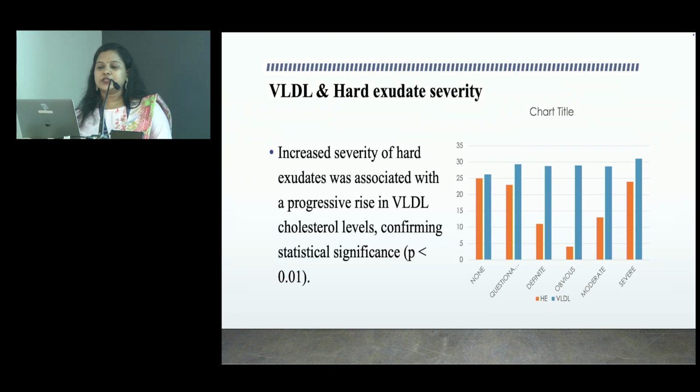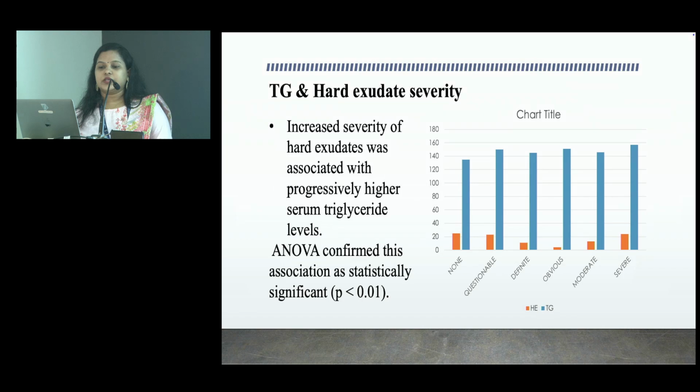VLDL and hard exudate severity: increased severity of hard exudates was associated with progressive rise in VLDL levels. Triglyceride and hard exudate severity: increased severity of hard exudates was associated with progressively higher serum triglyceride level.